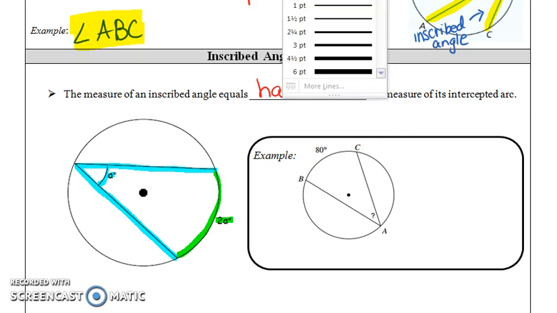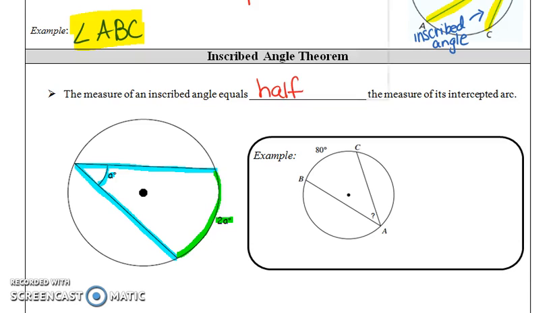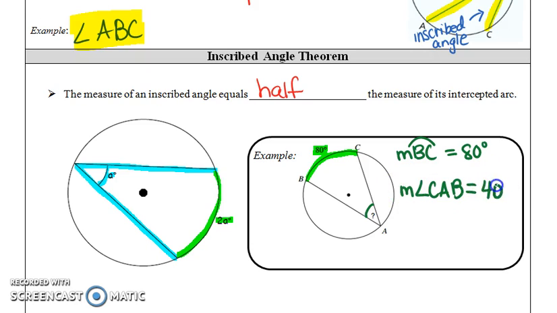So for example, over here, we have arc BC, and arc BC is measuring 80 degrees. So I'm going to write that right here. The measure of arc BC equals 80 degrees. So then what does that mean about the measure of my inscribed angle? Well, the inscribed angle is going to measure half of that. So I'm going to write the measurement of the inscribed angle, which is CAB, and that is going to equal half of 80 degrees. So the measurement of angle CAB will be 40 degrees.